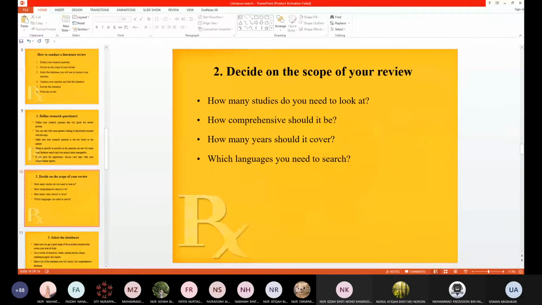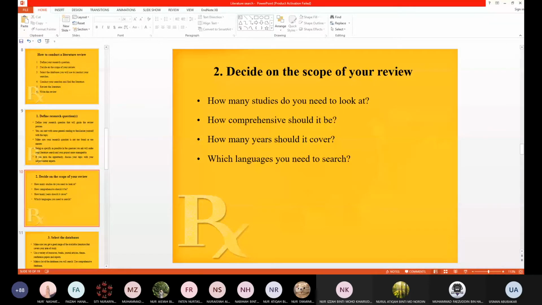So the second thing you need to do is decide on the scope. How many studies do you want to include for your literature review? How comprehensive do you want the literature review to be? From what year do you want to include? Are you trying to include literature that was published from the last 5 years, from the last 10 years? You have to decide this while doing your literature review. If you want to blend between the old ones and the new ones, it's still fine.